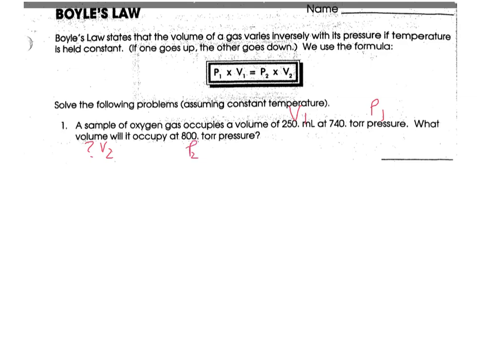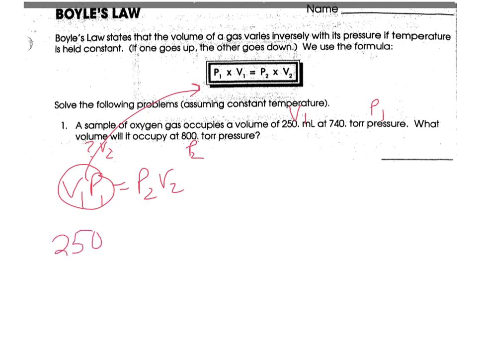So this is P2. So I'm just going to plug my numbers in. Okay, and I just rearranged this. So whether you have a P1, V1, or P2, or excuse me, V1, P1, it's the same. They just happen to be in the order the volume was given first. So I'm going to do 250 milliliters times my 740 torr equals my V2, which is what I don't know, and my P of 800 torr.